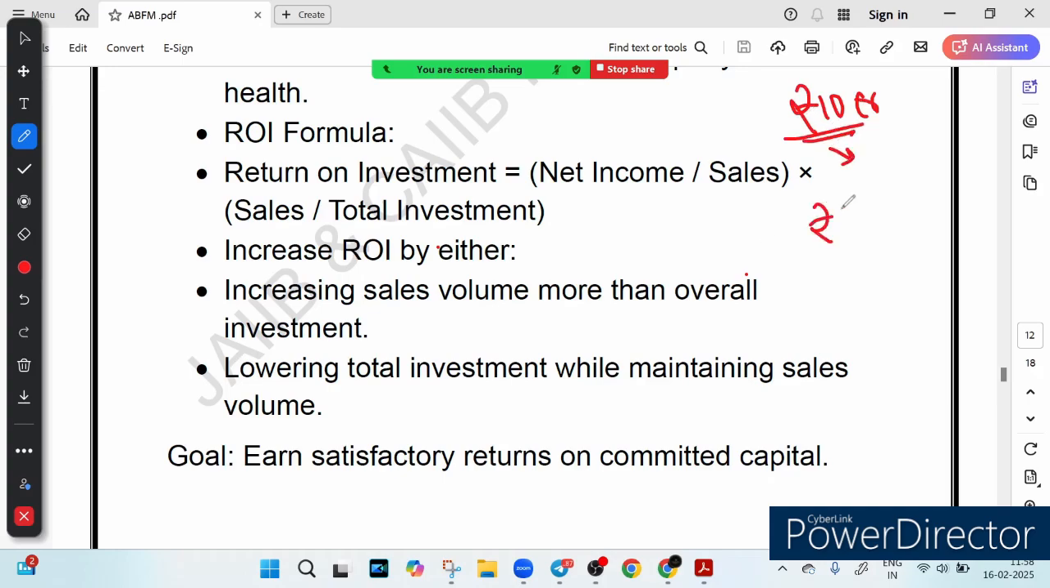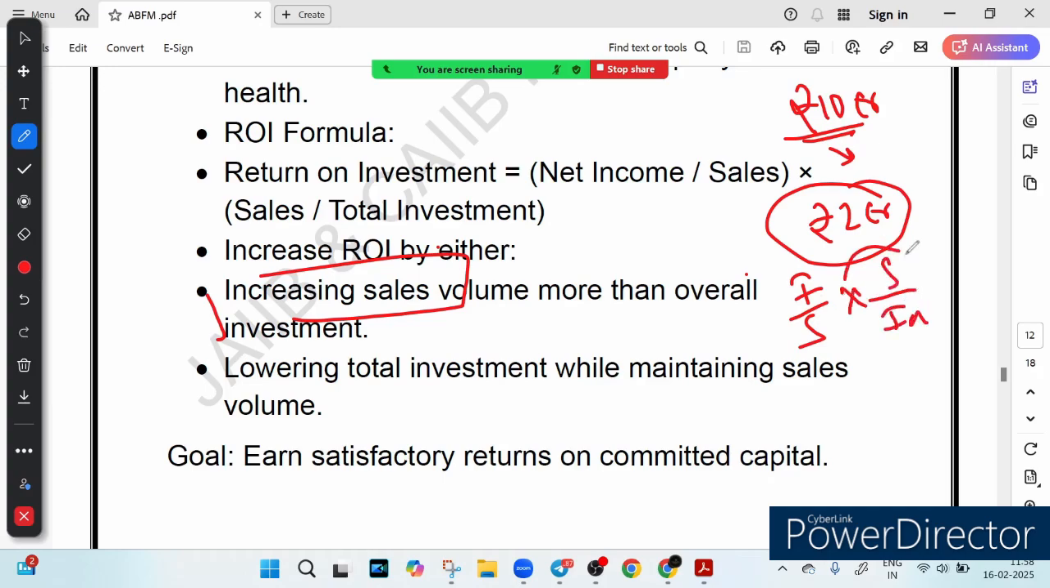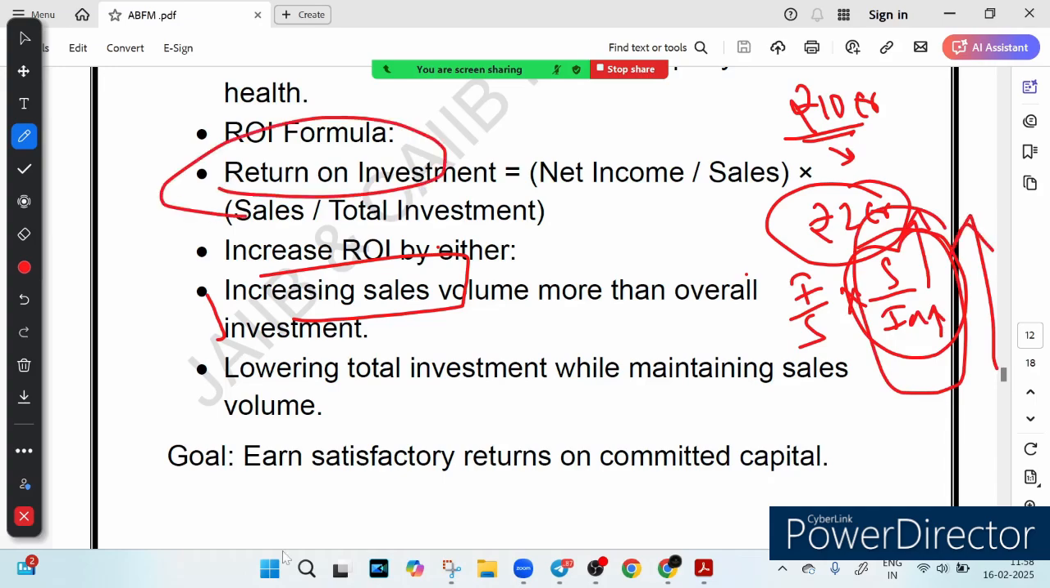If this generates 2 crore in net income, ROI helps measure if the investment was worth it or not. So how can ROI be improved? Either you increase the sale without drastically increasing investment. There you can see there are two ratios. The first is income upon sale, right? So if you increase sale volume more than the overall investment, or another is sale upon investment. You see this ratio. If you increase this sale value and this increases later, overall this ratio will increase, and that is why our ROI will increase. This is one way.